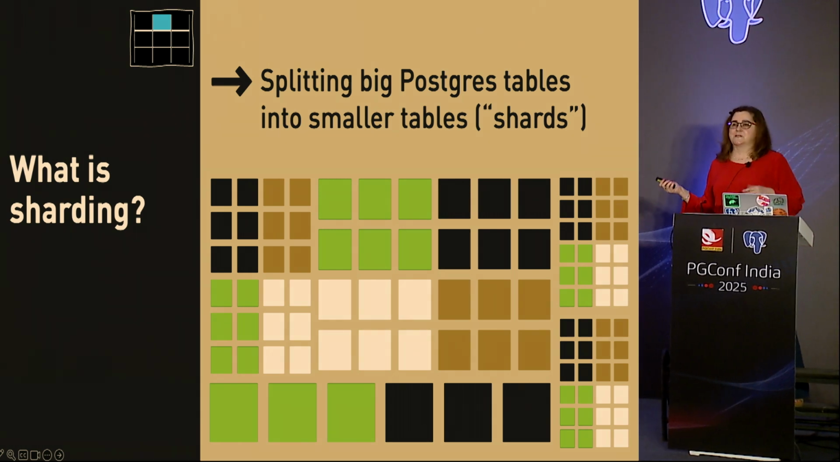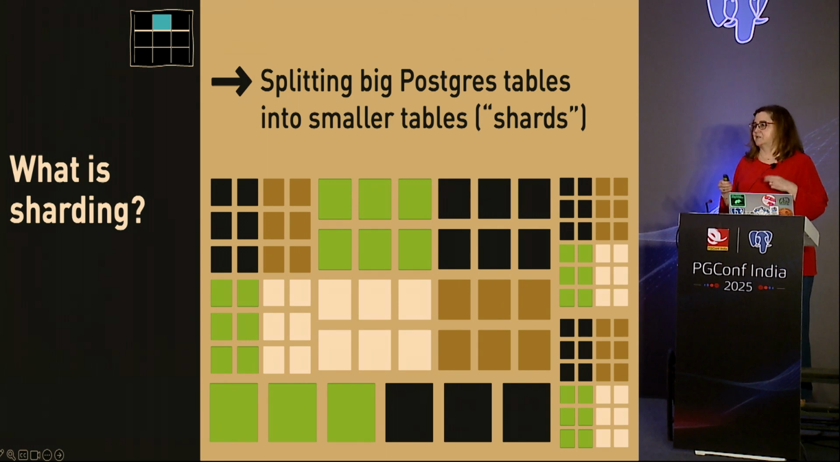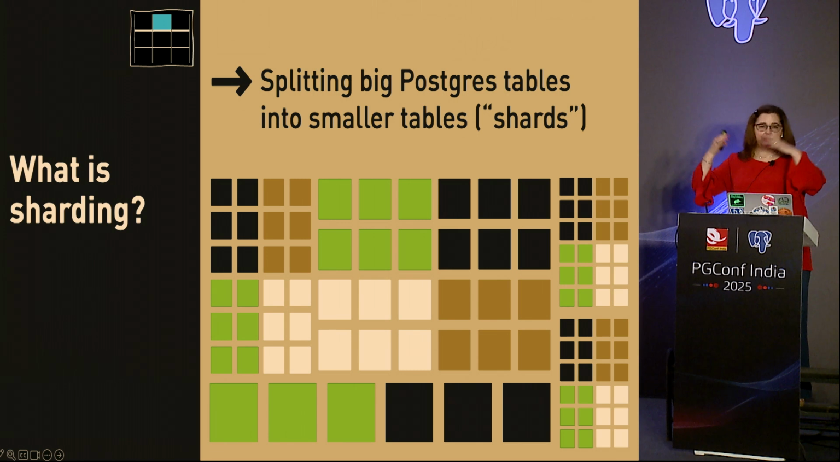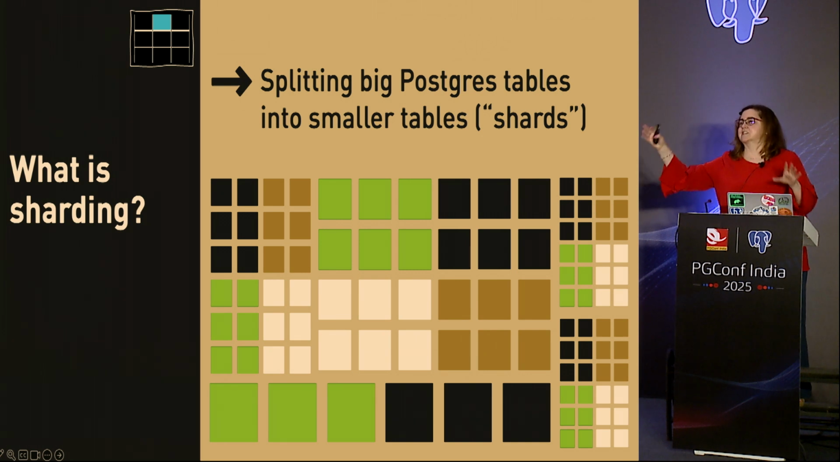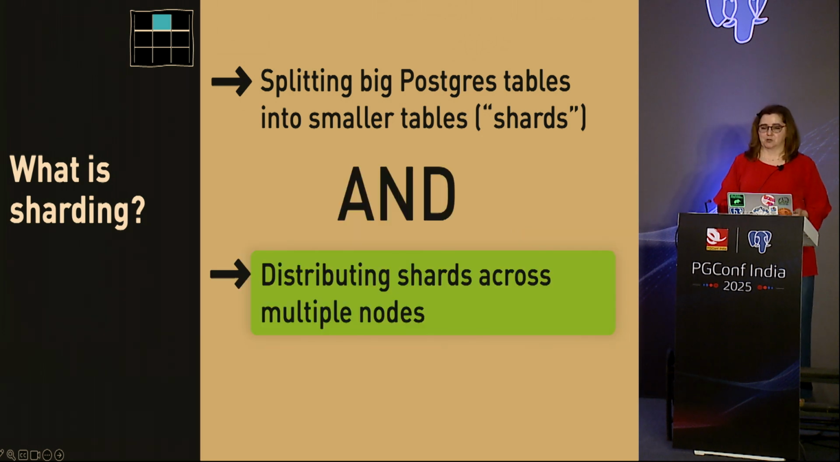But in the diagrams that I'll show you, they'll have these small squares, and a shard is just like a smaller table. Took the big Postgres table, split it into smaller tables, which we'll represent as these little squares, and they get distributed across multiple servers. And that's kind of the key thing: with sharding, most people shard with the intent of distributing that data across multiple servers, so across multiple nodes in a cluster.